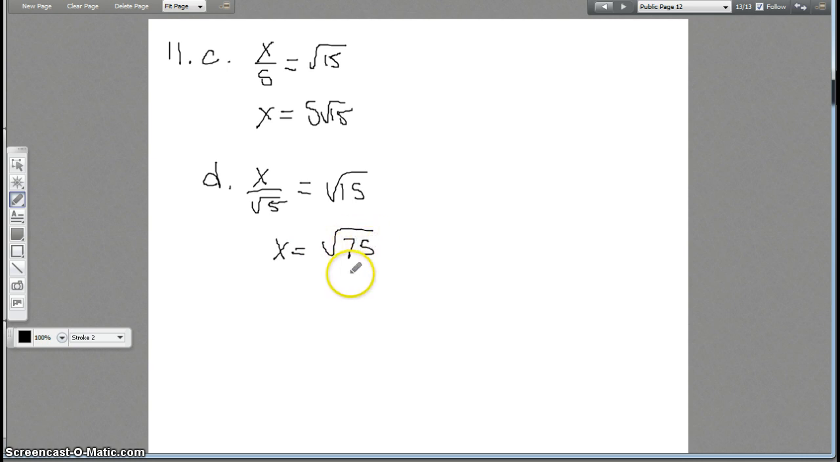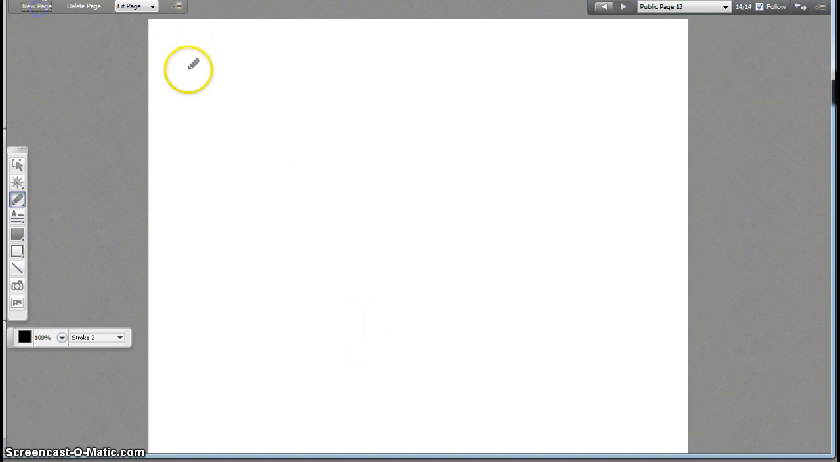Now 75 has a square factor. We can write it as 25 times 3. So when we have that 25 and we square root it, the square root of 25 is 5, and then we still have a 3 left over in the root. Okay, so that was number 11. We've got one more part we're going to do. Let's look at 11F. 11F is root 3x is equal to 18.